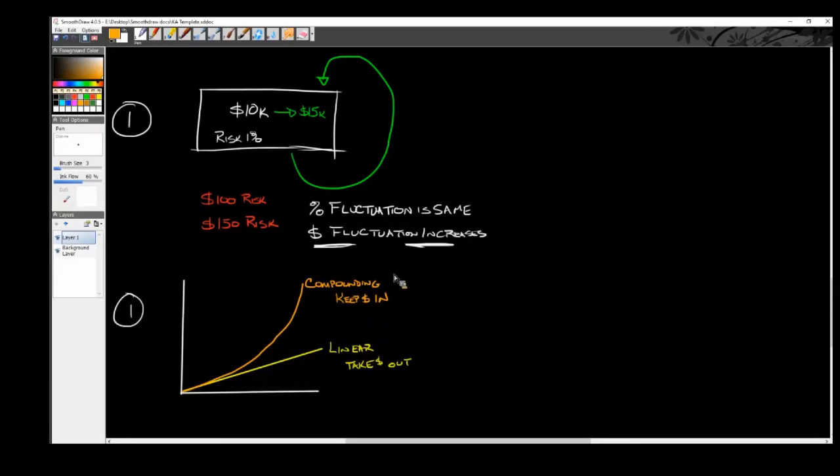Okay, now let's look at a third option. The problem is, again, it's our psychology. So how do we get over our psychology and still be the orange guy? That's what we've got to figure out: how do we reap the benefits of compounding and still be able to trade within a range where we're not worried that we're risking bigger numbers that mess with our head?